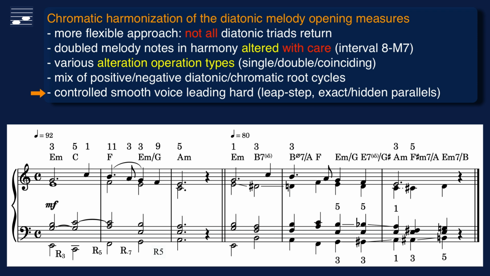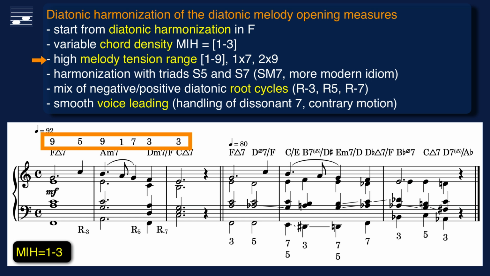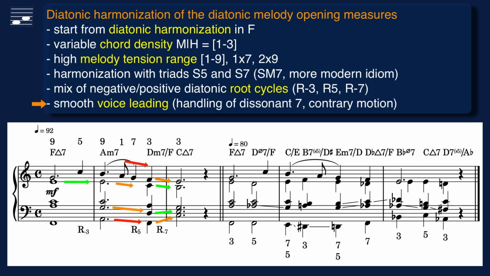I find the strict Schillinger approach most restrictive and yielding too many voice-leading conflicts. In the final opening measures example, I demonstrate the effect of high melody chordal function numbers and diatonic harmonization with both triads and seventh chords. This yields a different, a more contemporary music character. It has one positive and two negative diatonic root cycles. I've marked the voice leading, the handling of the dissonant sevenths, and parallel versus contrary motion.